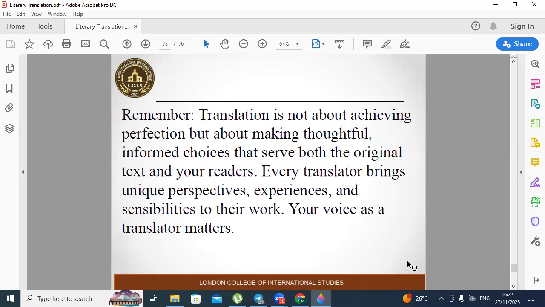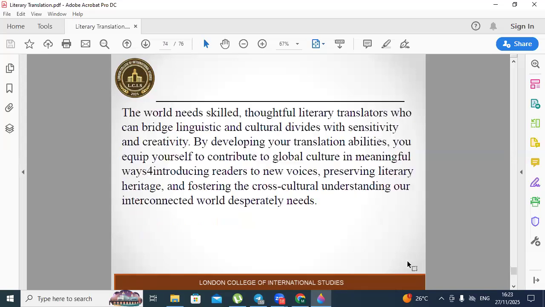Your particular combination of linguistic knowledge, cultural understanding, literary sensitivity, and personal perspective creates a distinctive translator voice. Do not try to eliminate yourself from your work. Bring your full self to translation while serving the source text faithfully. So the world needs skilled, thoughtful literary translators who can bridge linguistic and cultural divides with sensitivity and creativity.